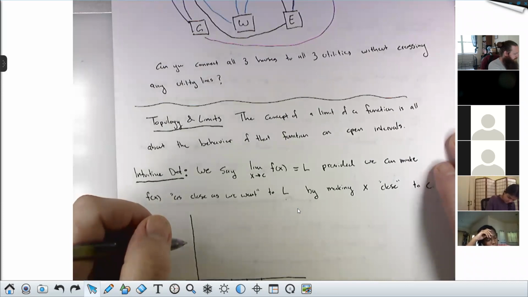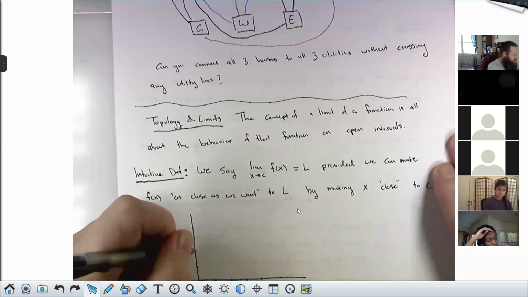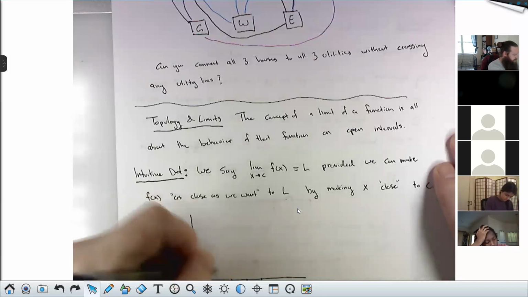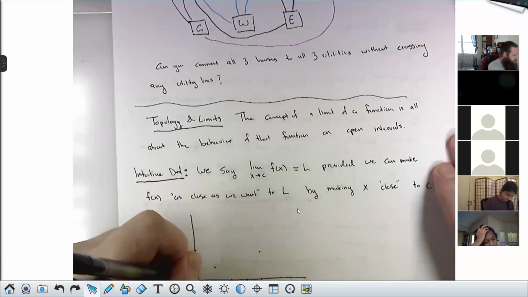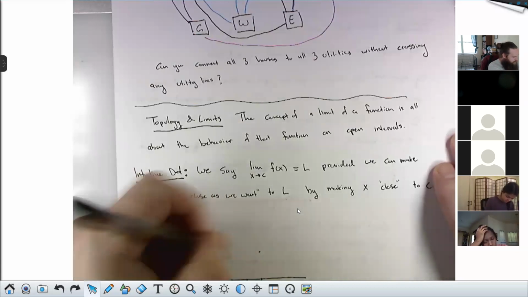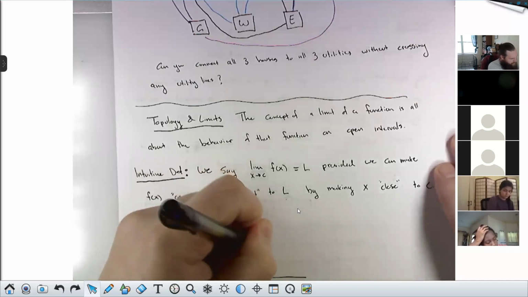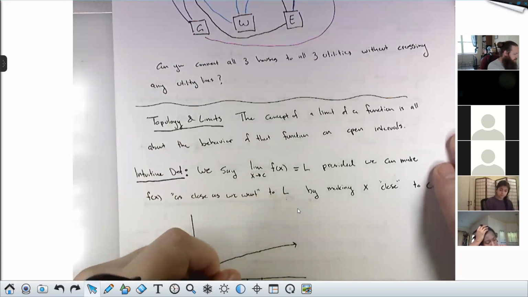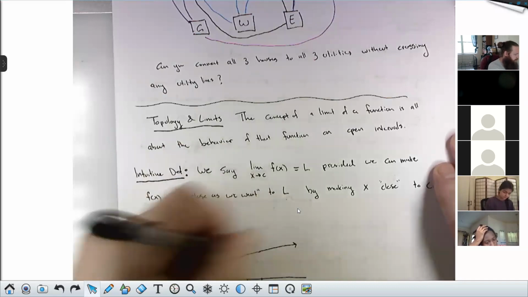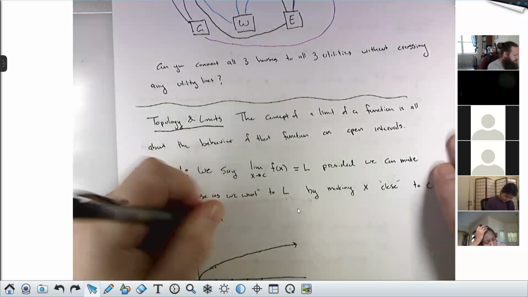What would be a nice function? How about the square root function? It's a pretty nice function. All right, so here's 1, 2, 3, 4. And here's 1 and 2. This is the graph f of x equals the square root of x.